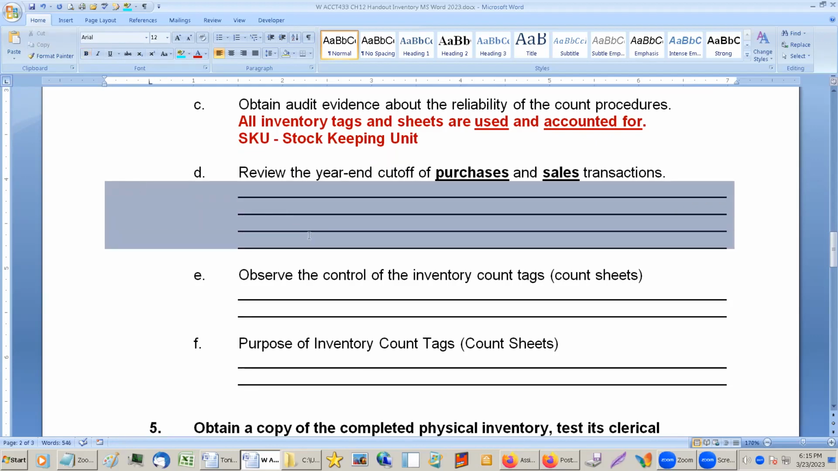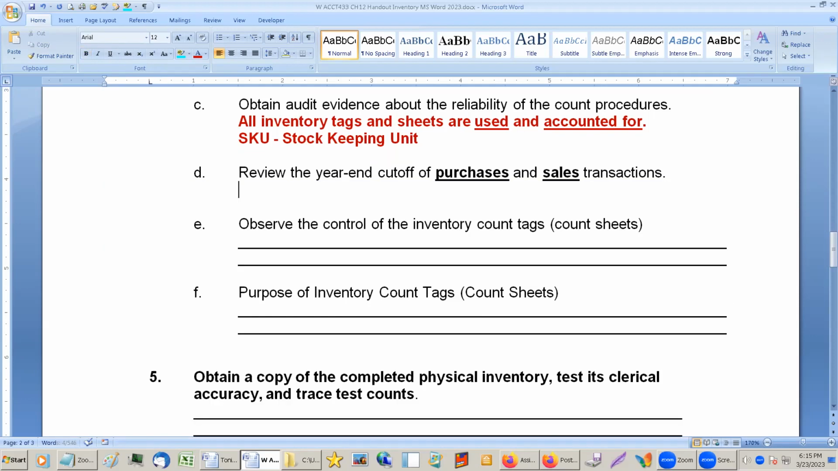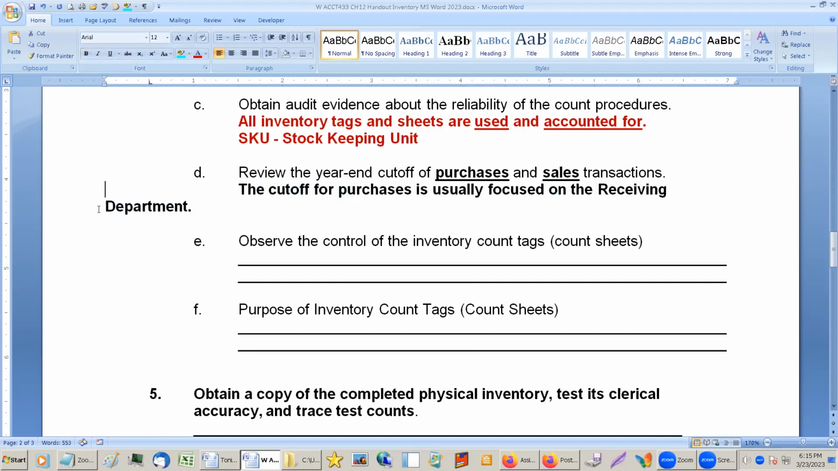Okay, review the year end cutoff of purchases and sales. We talked about that already. The cutoff for purchases is usually focused on the receiving department. So what you do is you go to the receiving docs, and what you're really looking for are the last things that come in. When is the cutoff for those last things that come in? And there should be receiving reports made for all those things that come in, done on that day.